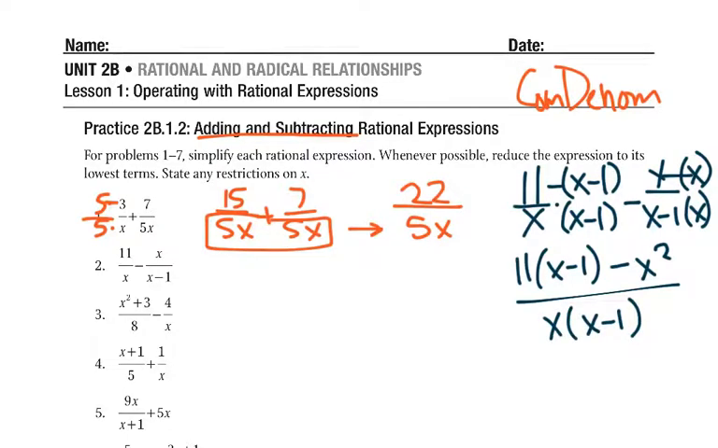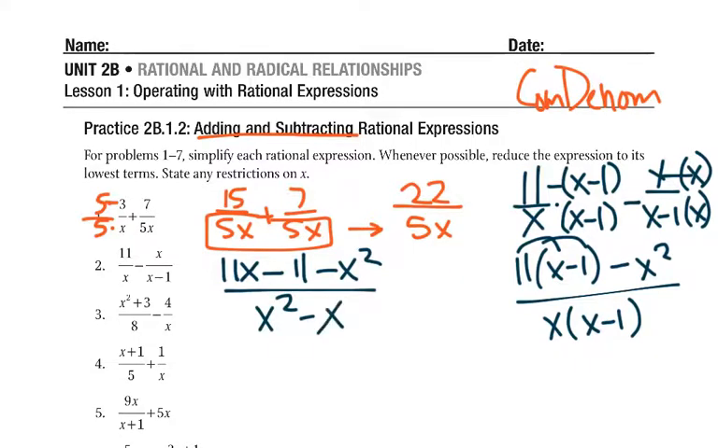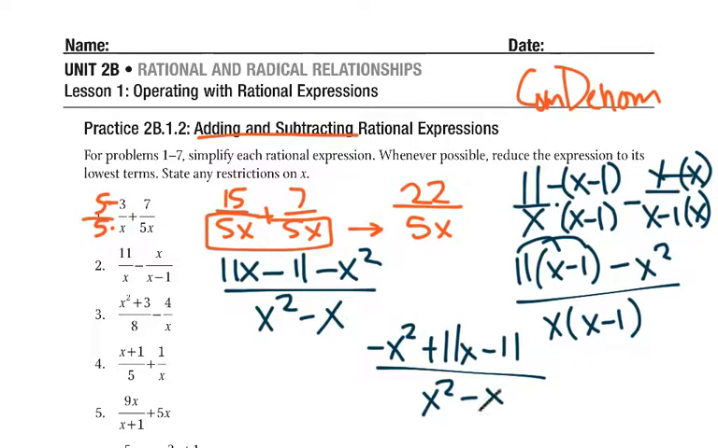Now, I can go through and multiply these, but I do like to see if things can cancel out. Now, some of you may say this can cancel out, but because of this minus right here, this whole top is a package deal. Okay, we can't do it. So let's distribute the top. We get 11x minus 11 minus x squared over x squared minus x. Okay. Now we can rearrange it to be negative x squared plus 11x minus 11 over x squared minus x.